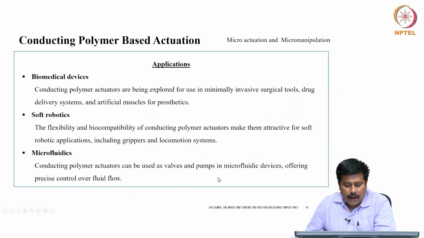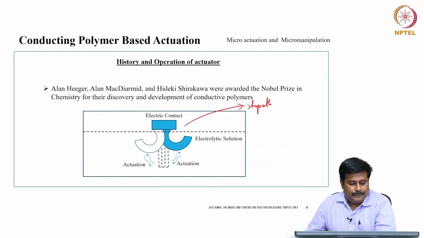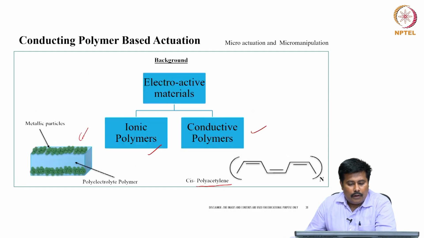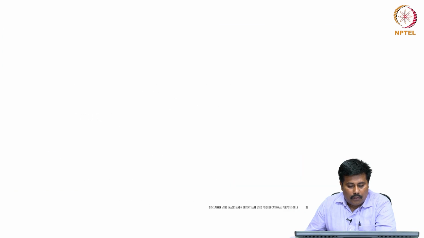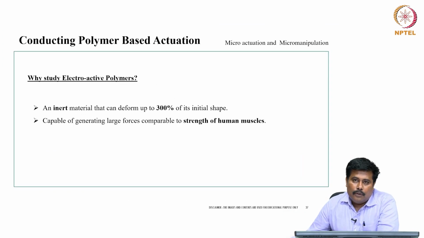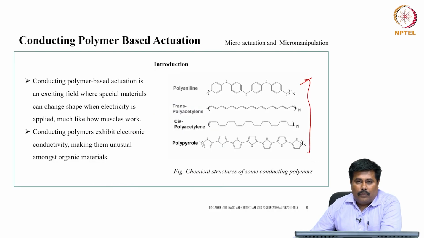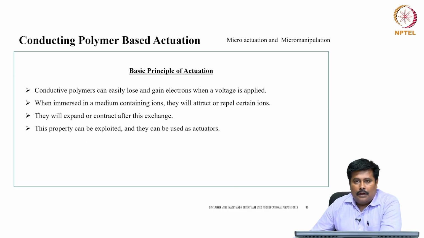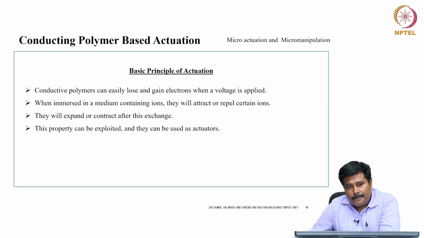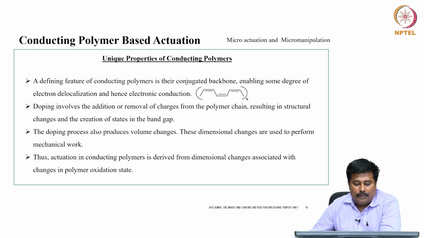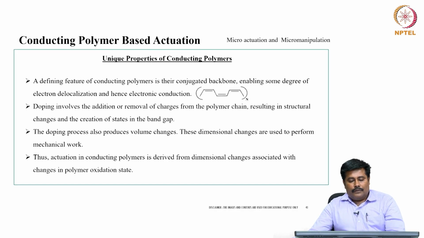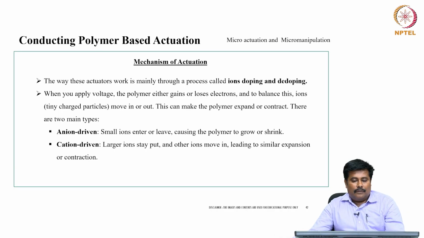Overall, we had discussed conducting polymers, the different types of conducting polymers, their capabilities, the classification of these conducting polymers, the overall basic principle of actuation involved, the unique properties of these conducting polymers, and the mechanism of actuation.